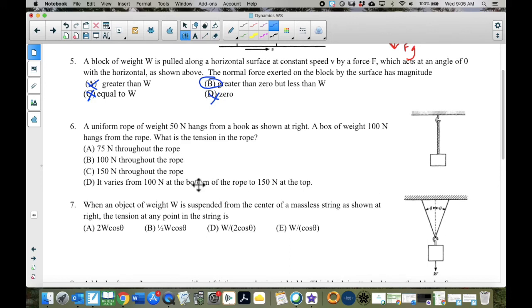Okay, what they are trying to get at is, if you investigated this little bit of tension and this little bit of tension, how much would each have? Are they the same? Well, they're not the same because this piece up here is actually carrying the weight of the rope plus the weight of the box itself. But this down here is only carrying the weight of the box. And so the answer is D, 100 at the bottom, 150 at the top.